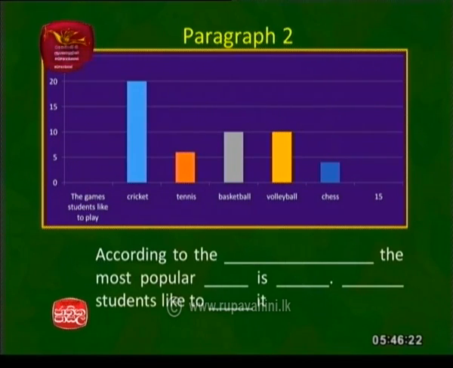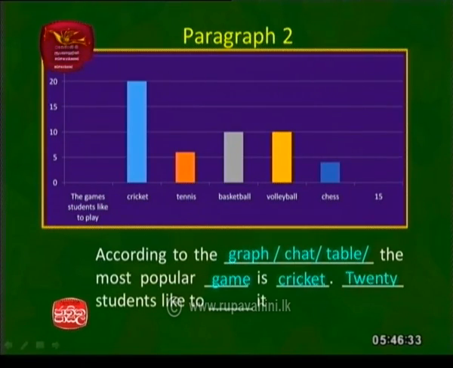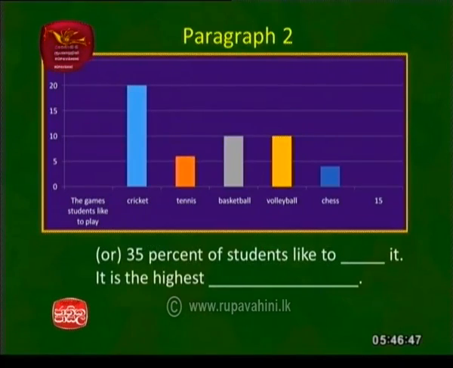According to that you have to change graph, chart, table. The most popular game is cricket. How many students? You can write the number. 20 students like to play it. That's simple as that. Then the percentage also you can write. 35% of students like to play it. It is the highest number or the percent. So we discussed the highest number, highest percentage, all those things.